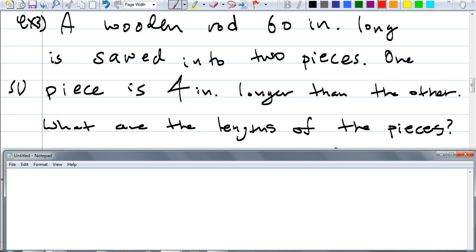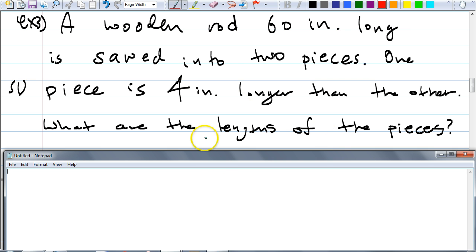So is one of them longer than the other, by the way? Yes, it is. How do I know? Because it says one is 4 inches longer than the other. So let's declare a variable. Which one should we declare our variable for? Shorter piece or the longer piece? Shorter piece, because then the longer piece you could just add to it.